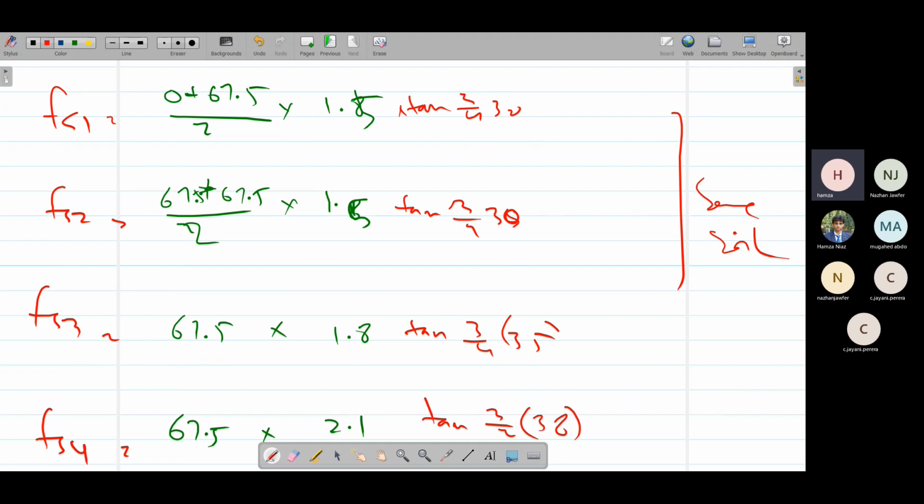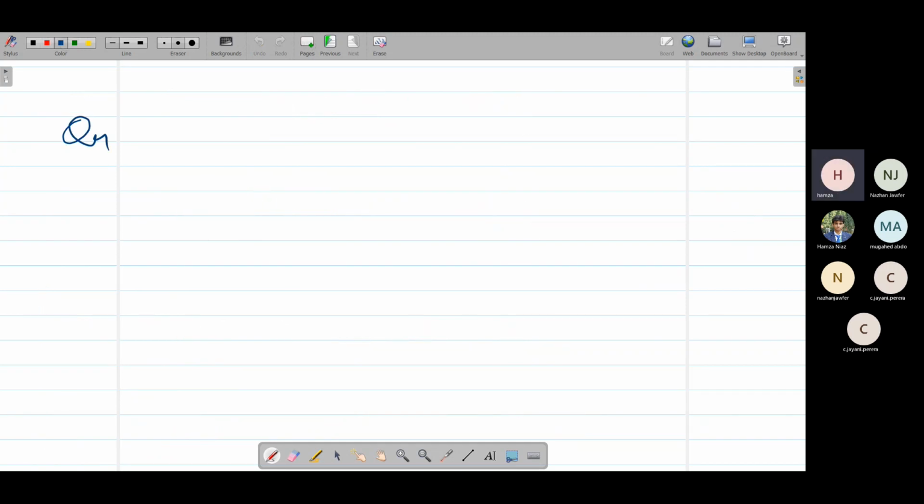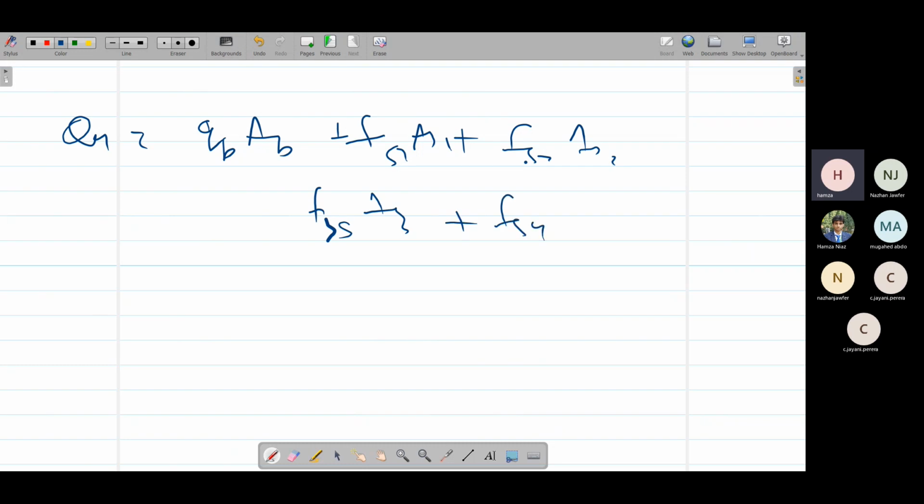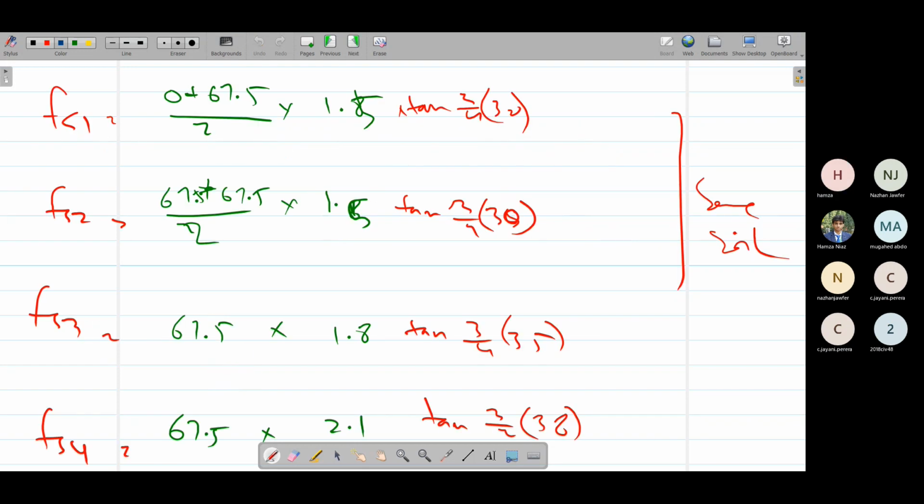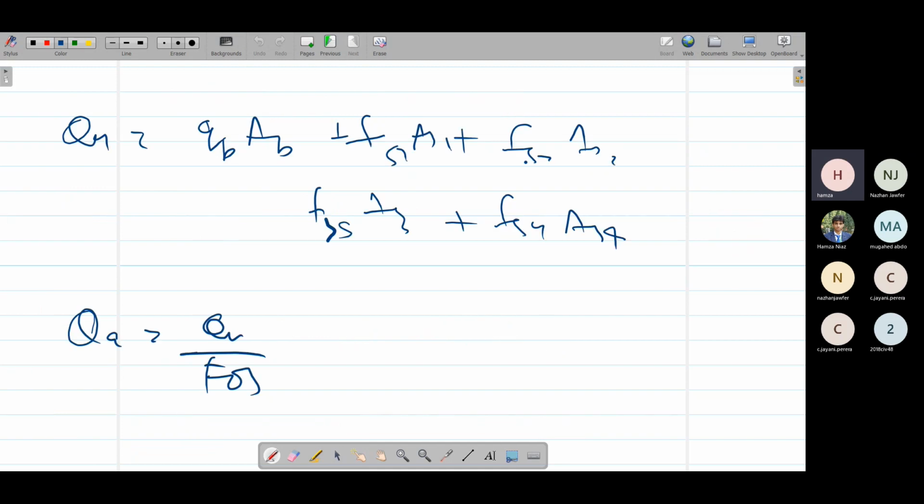Simply this way we can get Fs, and get the Qu value as QbAb plus Fs1 As1, Fs2 As2, Fs3 As3 plus Fs4 As4. And Q allowable would be Qu over factor of safety. So that is simple. The only thing different is this Fs and Qb. If we know how to calculate this, we can simply solve the question. It becomes much easier. So any issue in this?